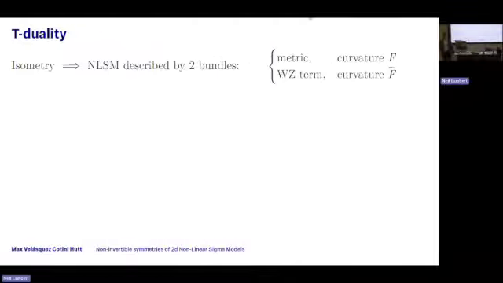The other thing I need is T-duality. So in these sigma models with Wess-Zumino term, what does that look like? Well, the geometric picture is the following. If I have an isometry, a compact isometry of the target without fixed points, then I can always describe the sigma model by two bundles. One of those bundles is associated with the metric. Remember that I said S3 is an S1 bundle over S2. Okay, that's the example in S3.